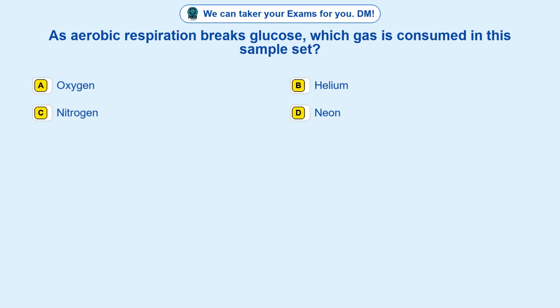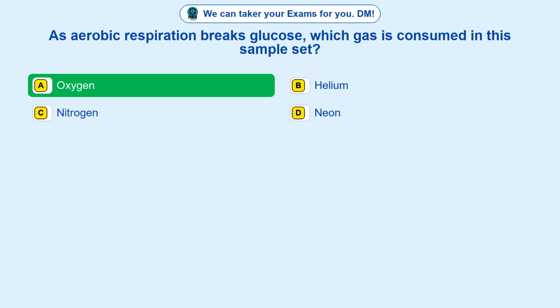Question 23. As aerobic respiration breaks glucose, which gas is consumed in the sample set? Option A, oxygen. Option B, helium. Option C, nitrogen. Option D, neon. The correct answer is option A.